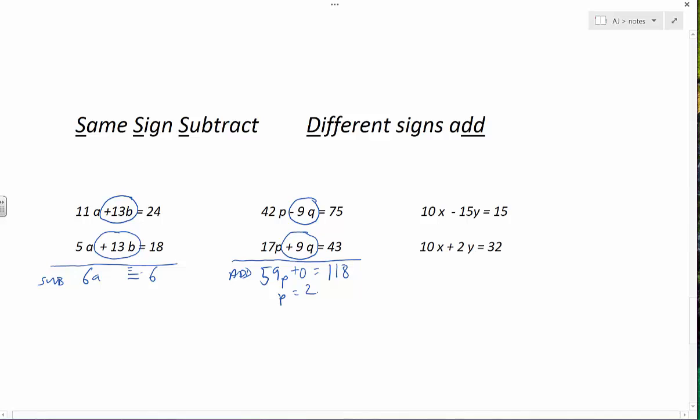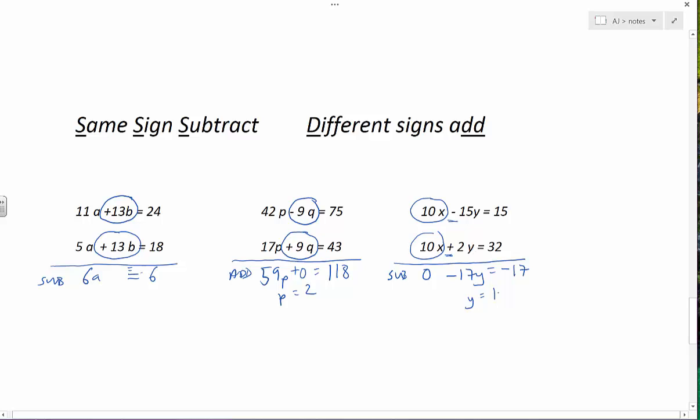And in this last example, the thing which really matters is the thing we've made the same. It is about the 10x, not about the other sign. 10x in one equation and 10x in the other equation. They're both 10. It's not 10 and minus 10. They're both 10, same sign, so we need to subtract. 10x take away 10x disappears. Minus 15y subtract 2y is minus 17y, and 15 take away 32 is minus 17. So y is minus 17 divided by minus 17, which is 1.